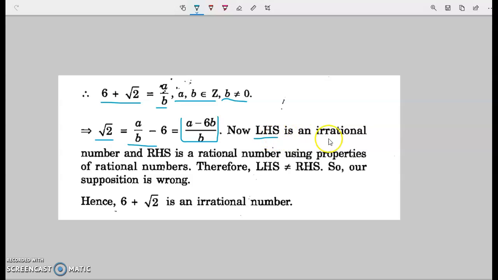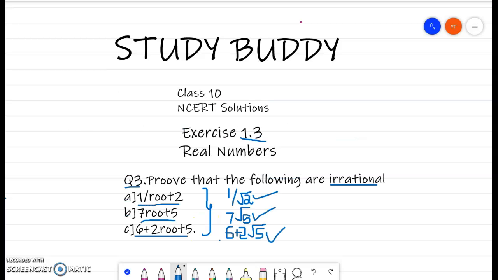Now, the left hand side is an irrational number and the right hand side is a rational number. By using the properties of rational numbers, we thus conclude that the left hand side is not equal to the right hand side. So, our supposition is wrong. Hence, 6 plus root 2 is an irrational number. So we have finished with the problems of this exercise.